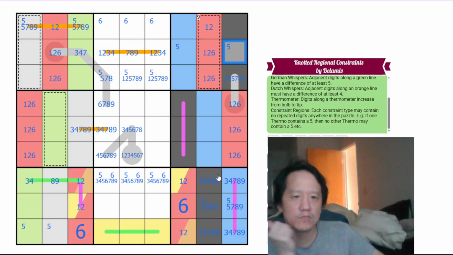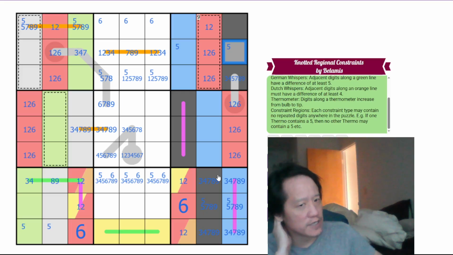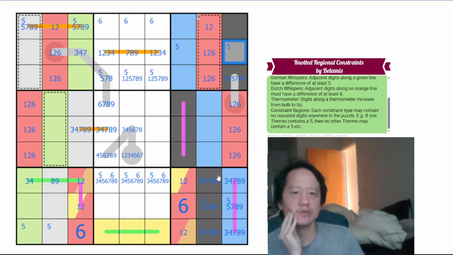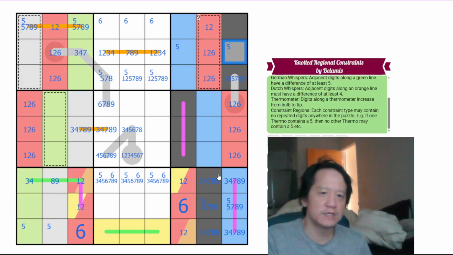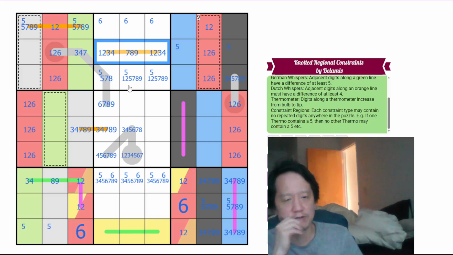Interesting. It's pretty cool, actually, how the constraint regions are being used here to restrict things. So we're missing only a 6 from the Dutch Whisper lines. So we have everything else. Does that tell us anything? Not particularly right now.